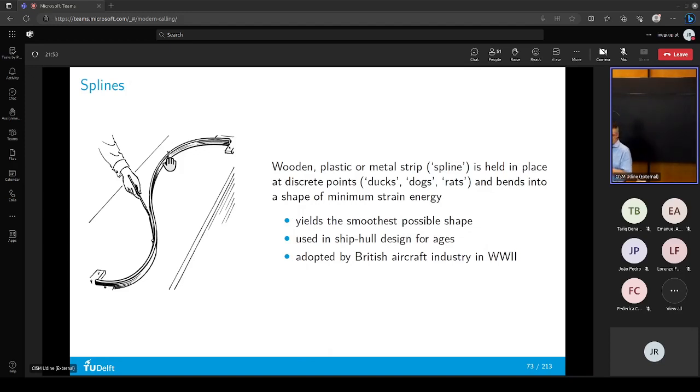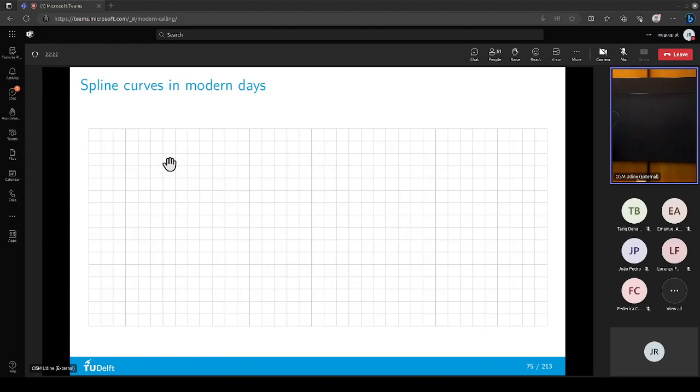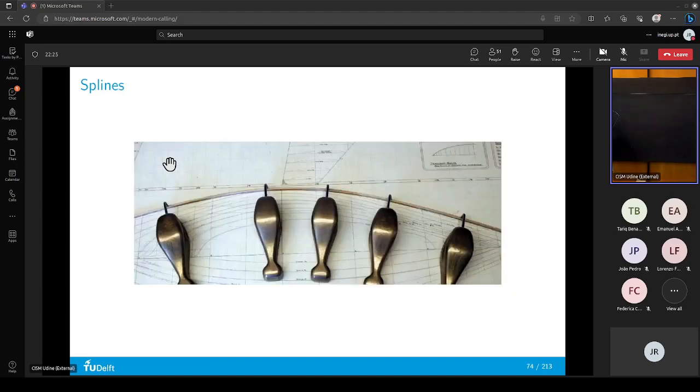Anyway, some fixating points, and then due to the minimum strain energy principle, they bend into a form that had the minimum strain energy. So it was the smoothest possible shape you could have, and this is what I already said. And I even found some pictures. This is from the, I think from the ship. Oh no, this is from the aircraft. So these would be the ducks, I guess. I only have this picture. There are other pictures on Google if you look for them.